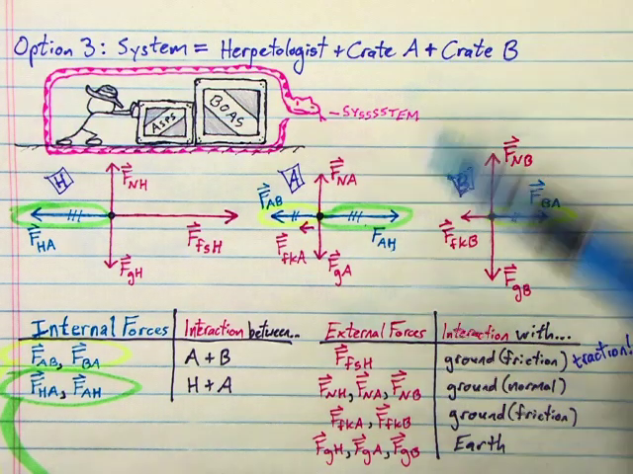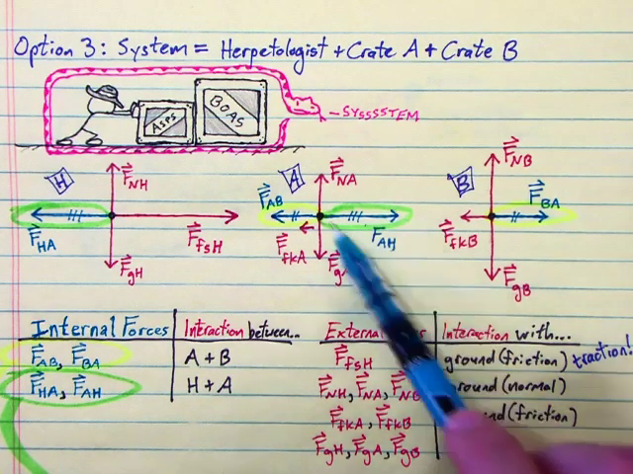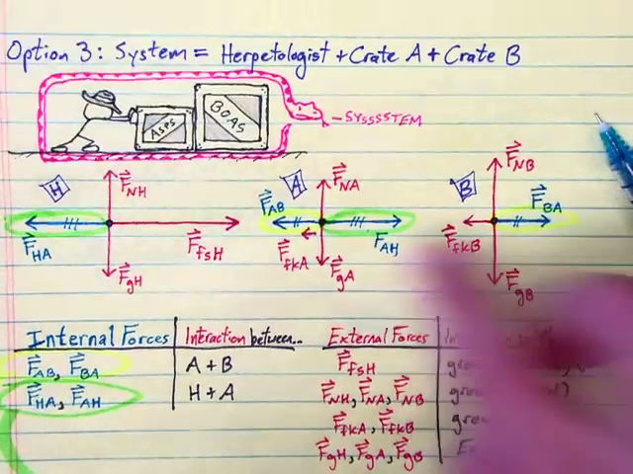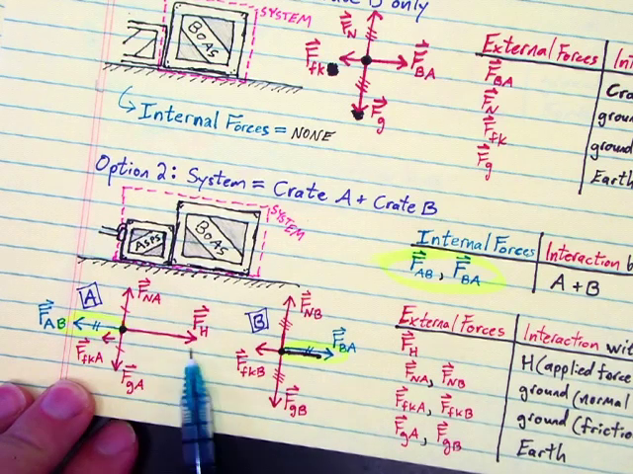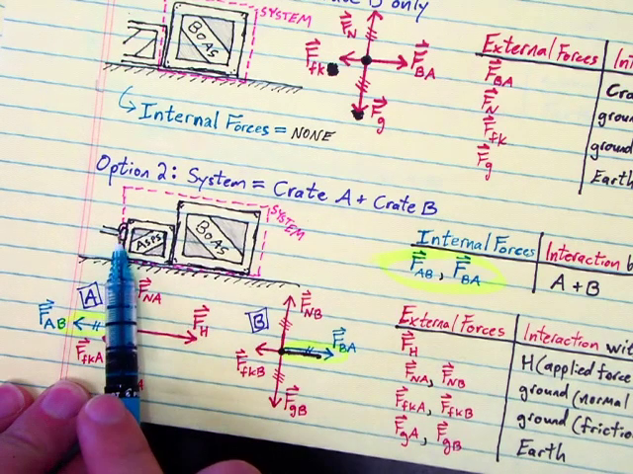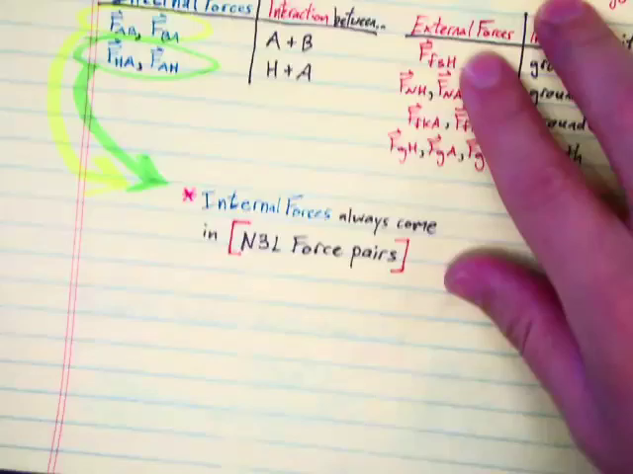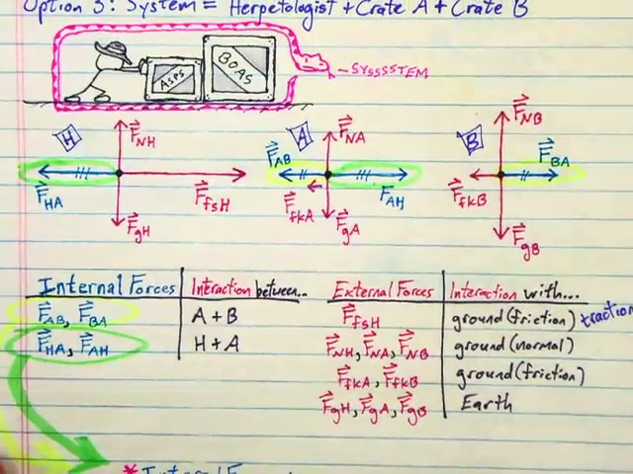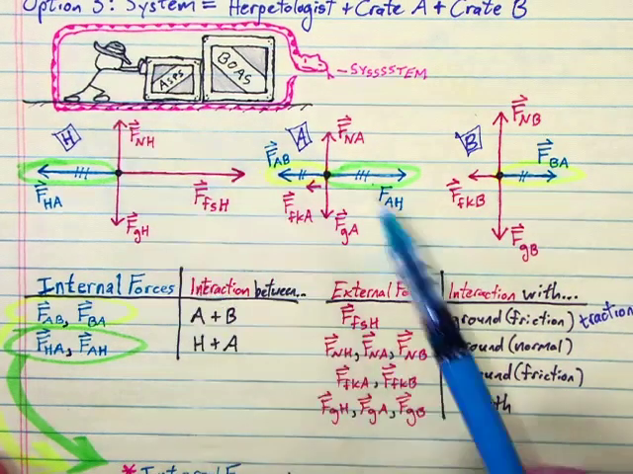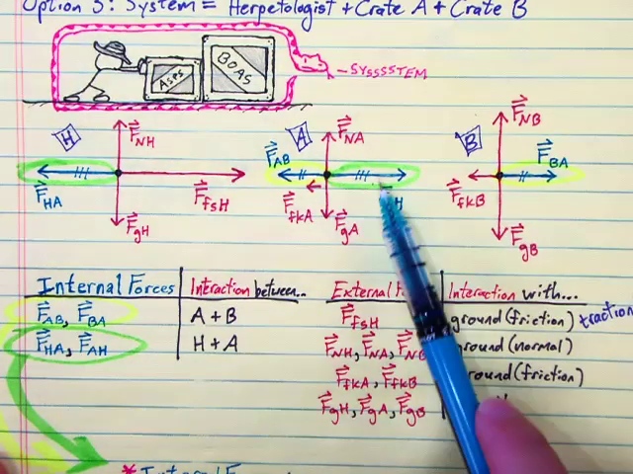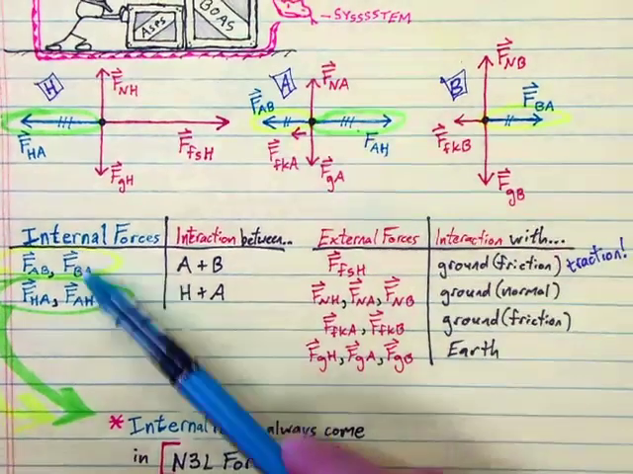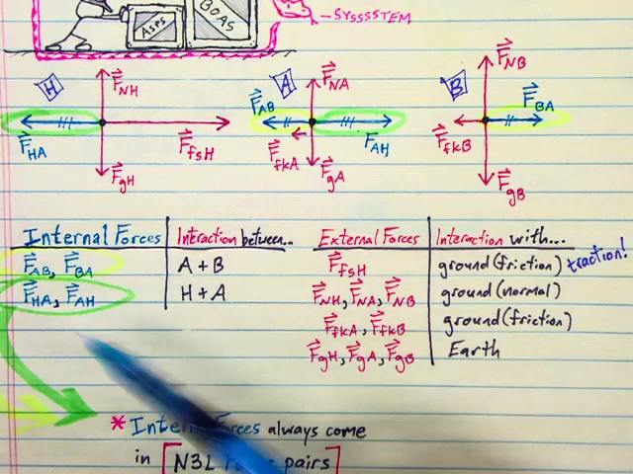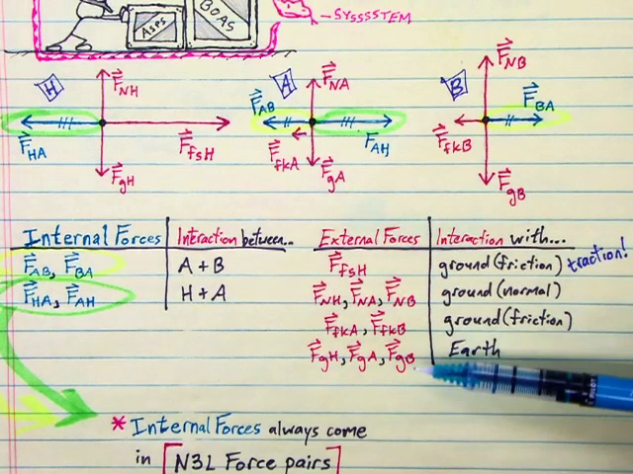Now, if you're keeping track, you'll note that the force on A due to the herpetologist, in our previous example, was considered an external force. When the herpetologist was not in the system, that force on the crate from the push was external. But now that the herpetologist is inside our system, that push is now internal and part of a Newton's third law internal force pair. So we have two of those internal force pairs in this case. Everything else is an external force.